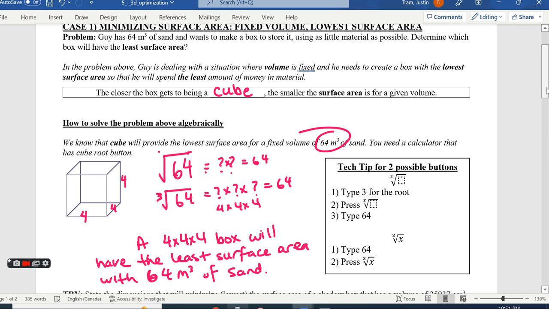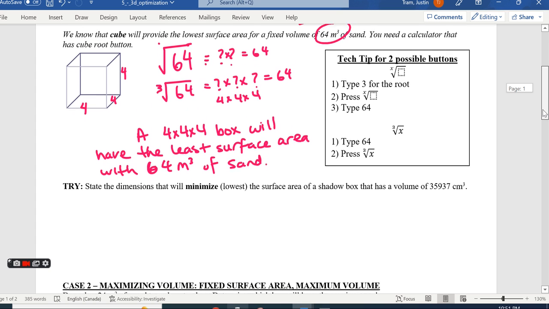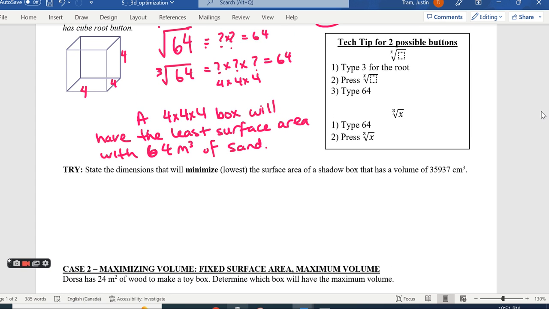Okay. So let's scroll down and take a look at this. So in this example, you can try that on your own. Okay. So all you need to do is take a look at that number, cube root that number using your calculator. Okay. And then that will tell you, in our case, the cube root of 64 is just 4. It will give you that number, which will give you length, width, and height because you want it cubed. Okay?